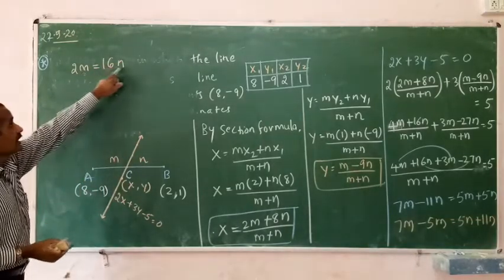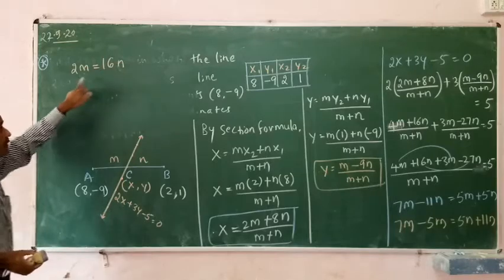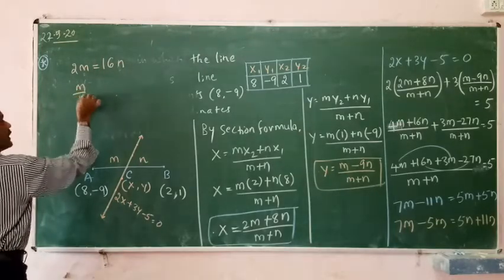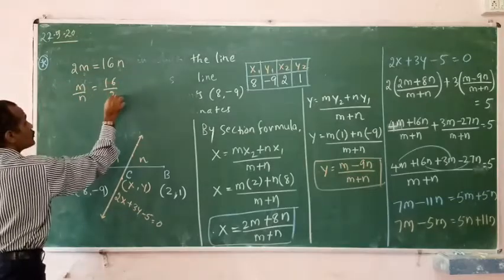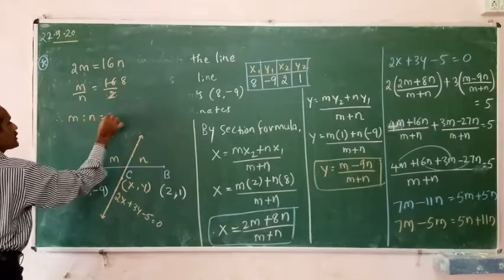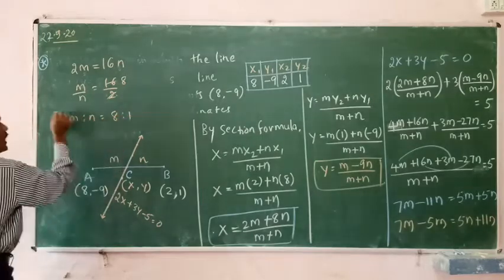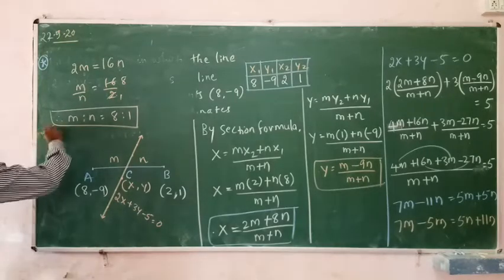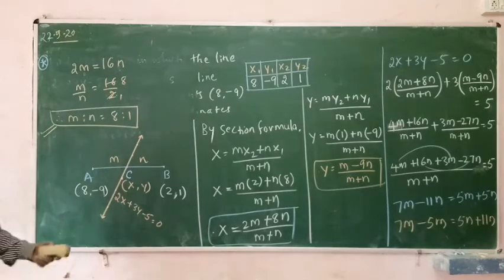m I will retain here. n I will give to the denominator. This I bring here, this will go there. m by n is equal to 16 by 2, which is 8 by 1. Therefore, m is to n is equal to 8 is to 1. So this is the ratio. This is how the problem can be solved.